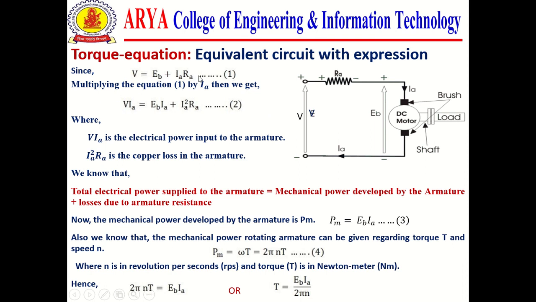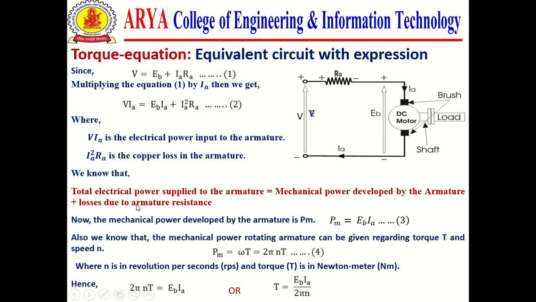If we multiply Ia in the equation first, then we get it on both sides. Here this is the input power, this is the output, and this is the losses produced by the armature resistance, rheostatic loss, or it may be called copper losses. Here VIa, the product of this, is called the electrical power input to the armature, and Ia squared Ra, the second term, is the copper loss in the armature.